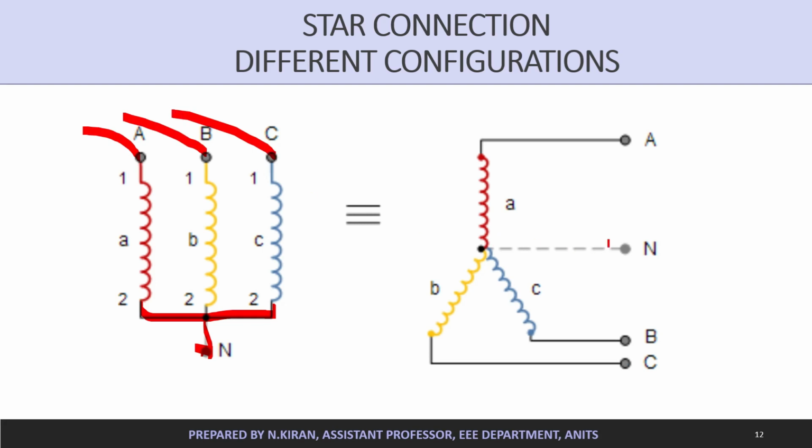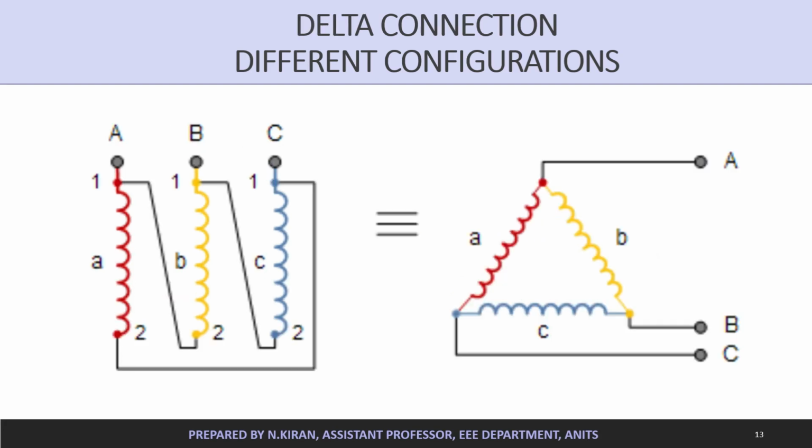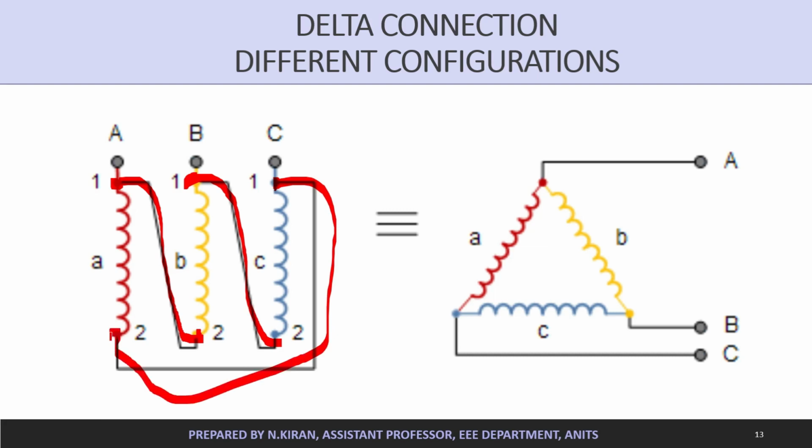Compared to that, in delta, the starting end of the first coil is connected to the terminating end of the second coil. Next, the starting end of the second coil is connected to the terminating end of the third coil, and the starting end of the third coil is connected to the terminating end of the first coil. So in this way we can form a delta connection.